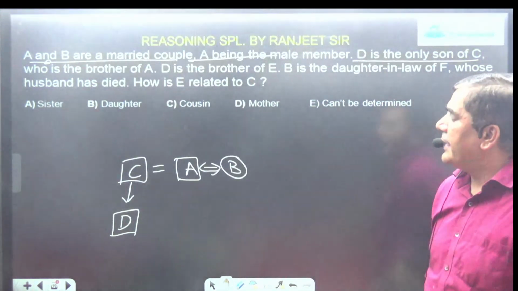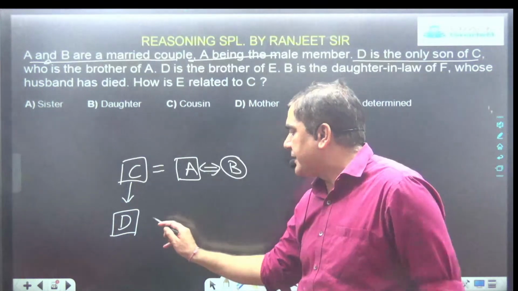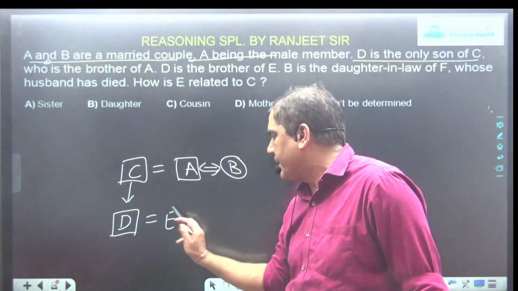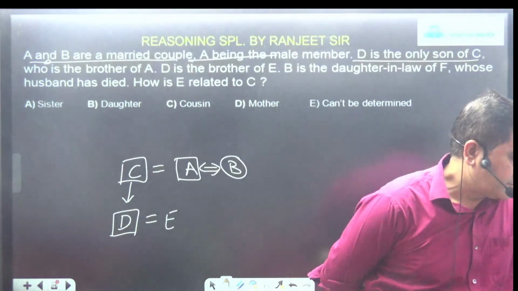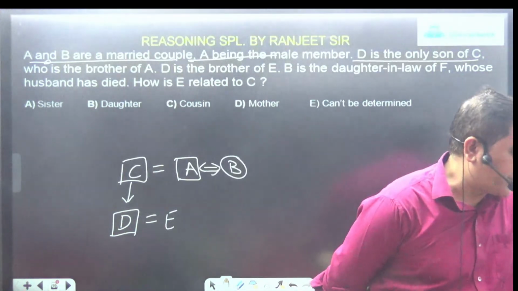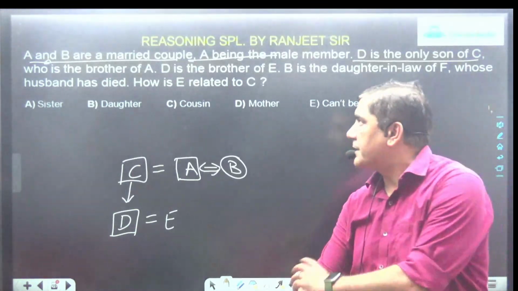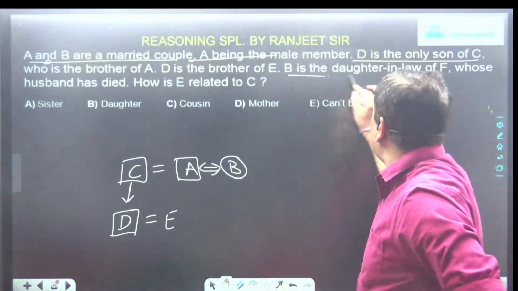Next one. D is the brother of E. Now they are saying D is nothing but brother of E. So D should be brother of E means D is the male. Okay, LK is saying answer should be E. Okay, next one. B is the daughter-in-law of F.